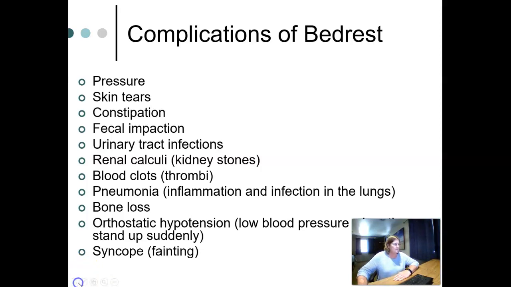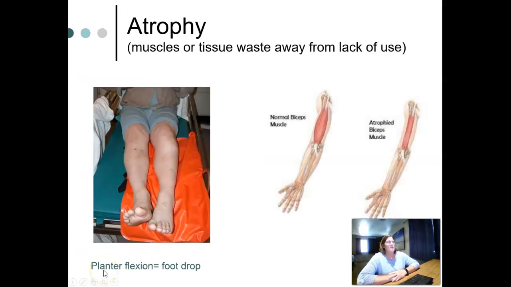Another thing that happens when people are not moving is atrophy. And atrophy is muscle or tissue wasting away from lack of use. So when a person is not moving, we always need to make sure we keep them moving to keep them as active as possible. Another thing we will see is what we call foot drop, where if they're not bearing weight on those feet and you're not using the foot and it just continues to drop down, it'll actually start staying in that position.